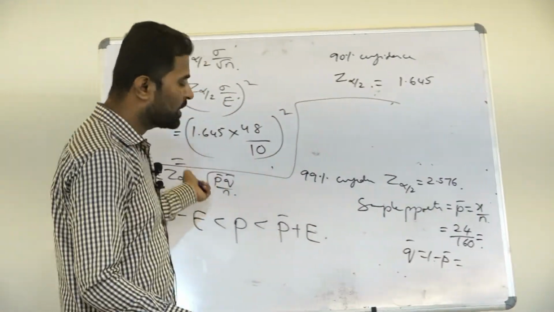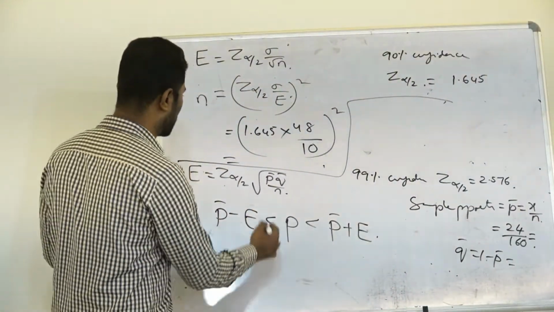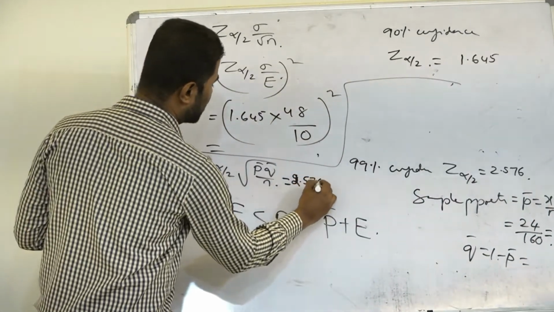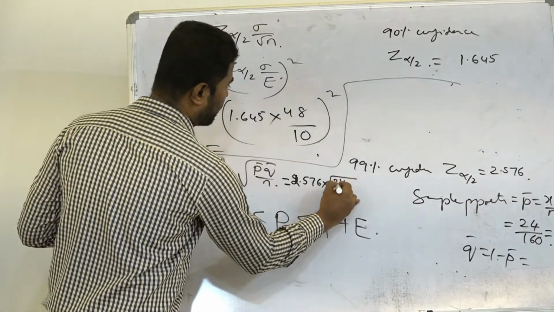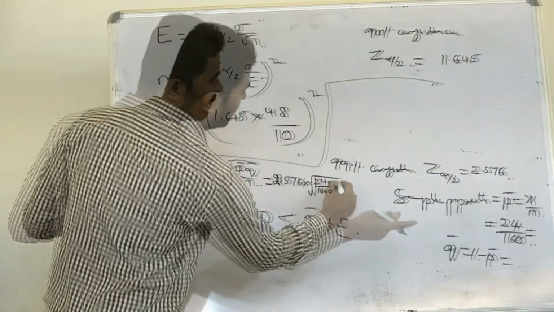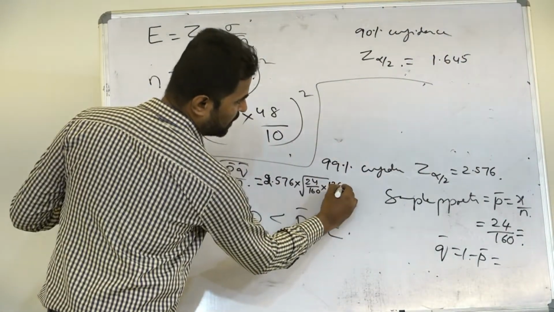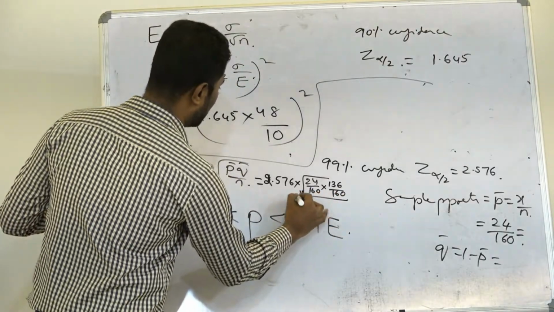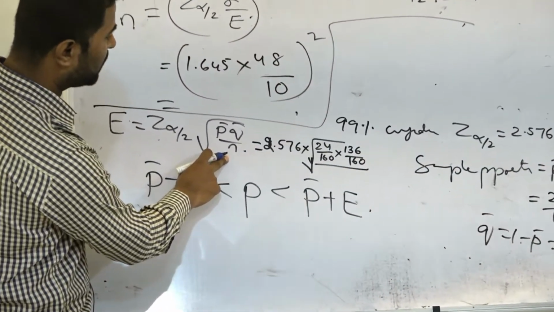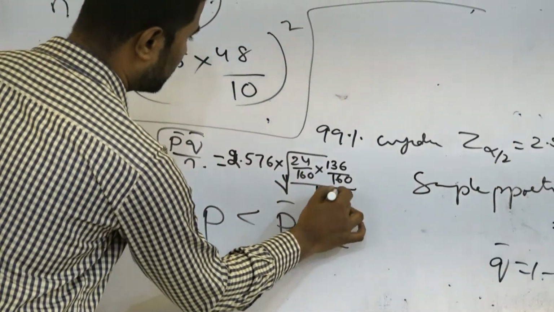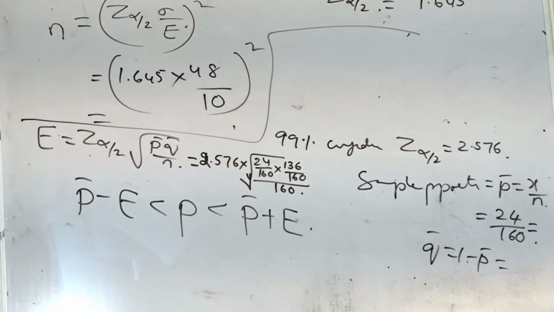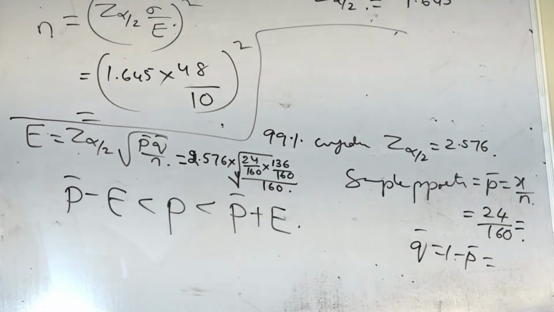Will you calculate directly here by putting that? It's up to you. So Z alpha by 2 is 2.576 into under root of 24 by 160 into the remaining part 136 by 160, divided by root n. Root n means under root of n. N is how much? 160. So that will give you the maximum error.